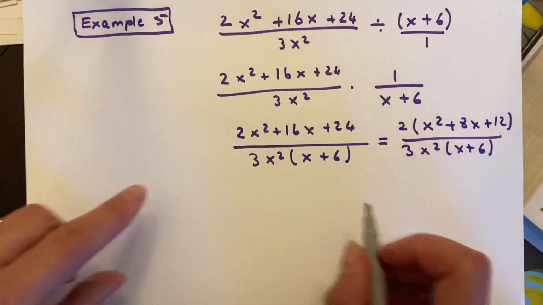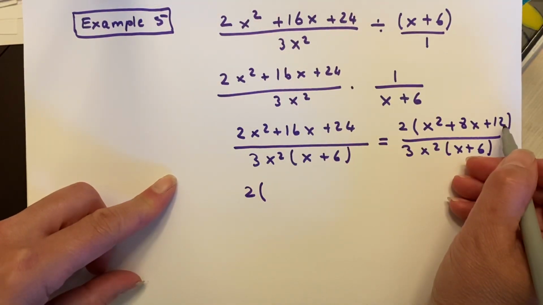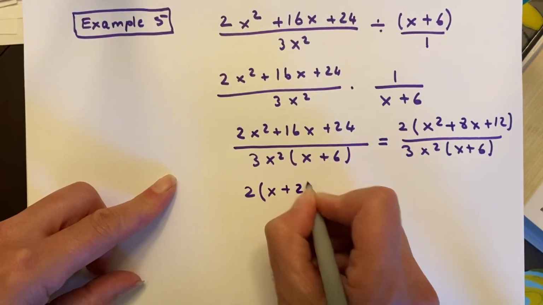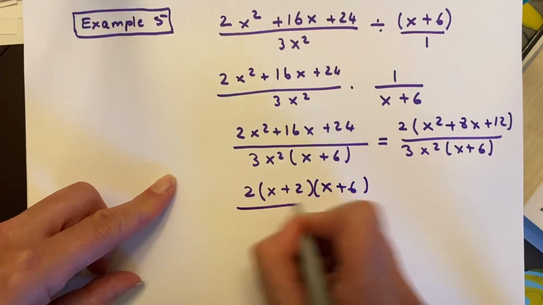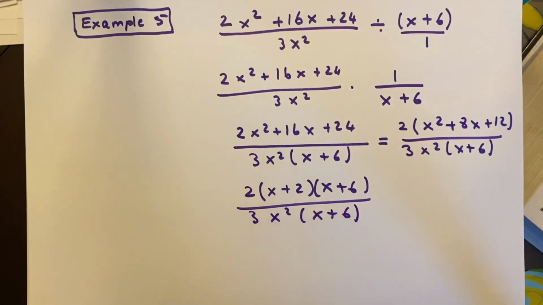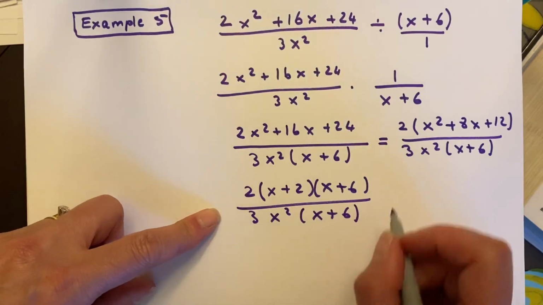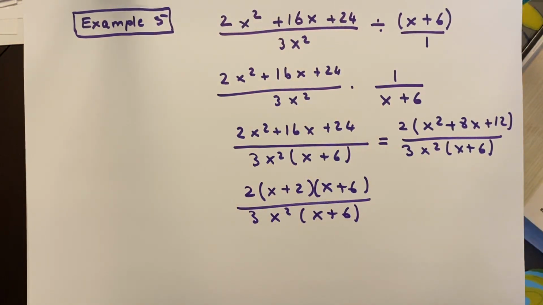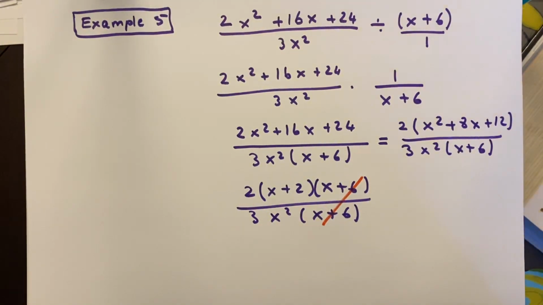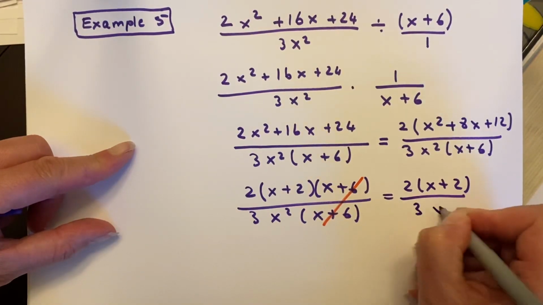As I look about what to factor here, there's a lot of factors of 12, but I can see that 6 times 2 will give me an 8x in the middle, so x plus 2, x plus 6, and on the bottom I end up with 3x squared and x plus 6 as I had before. And now I can start with my canceling, and I can see that my x plus 6's are going to cancel out. And I get left with 2 times x plus 2 over 3x squared.